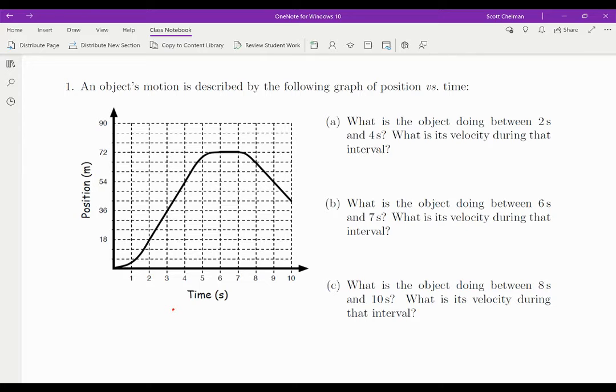So what is the object doing between 2 seconds and 4 seconds? No, we got lots of time.